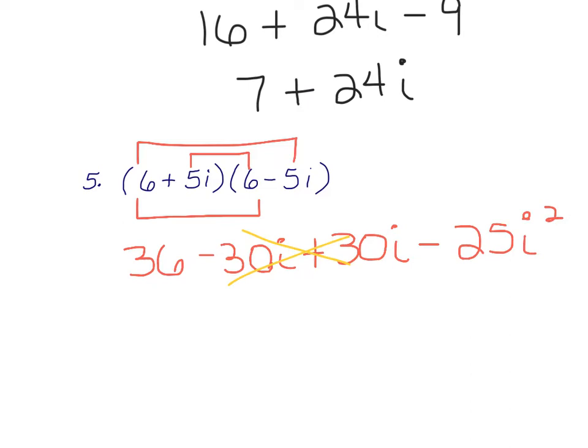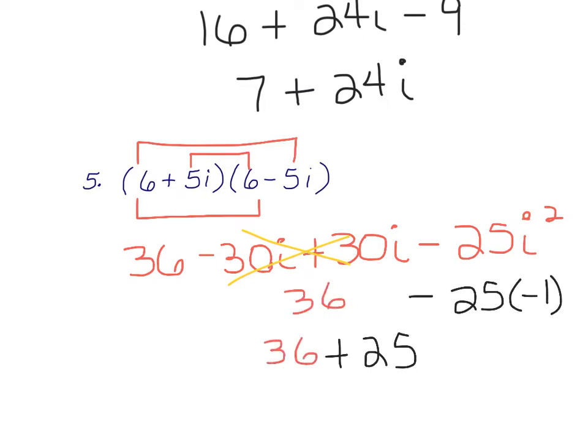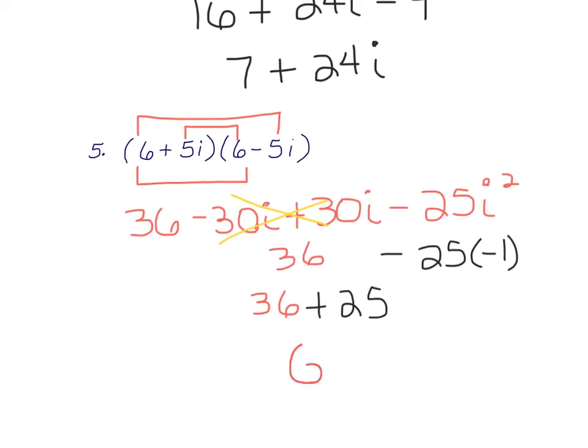The i squared again turns into a -1. Notice it's got a subtraction sign there. So when I multiply -25 times -1, that's going to turn into a +25. I still had the 36 here, and then I'll write it here. So 36 plus 25 gives me 61. So whenever you multiply a complex number by its conjugate, you are going to get rid of the i's and it's going to just be an integer.